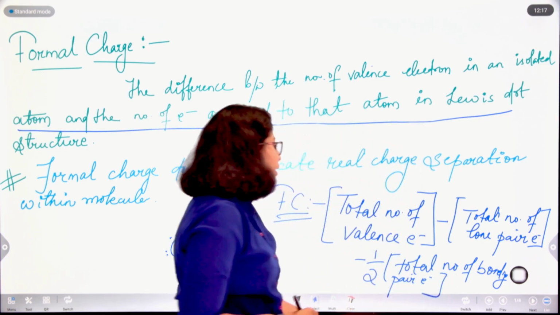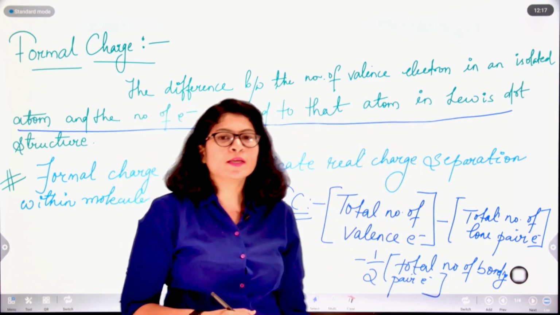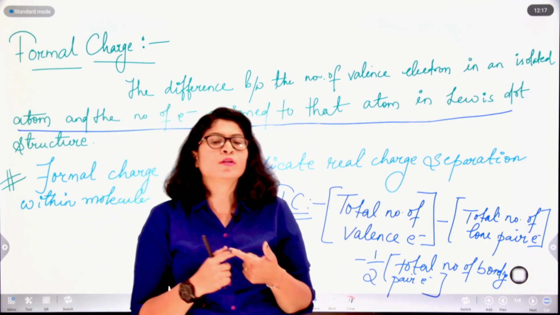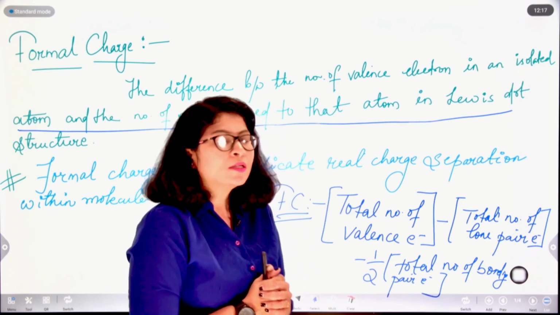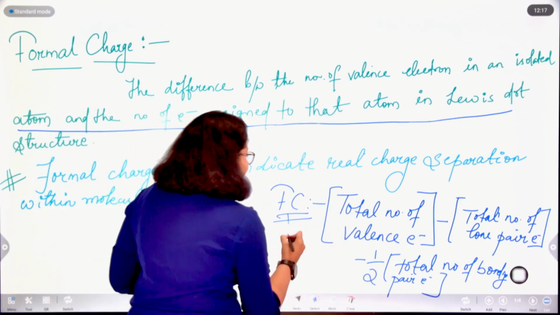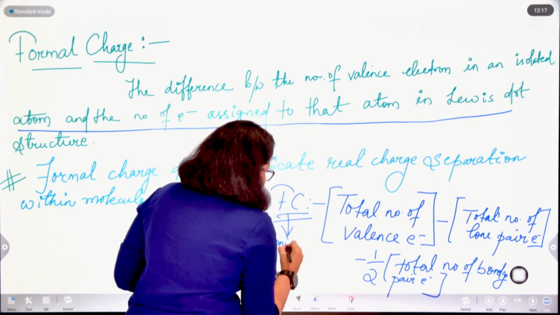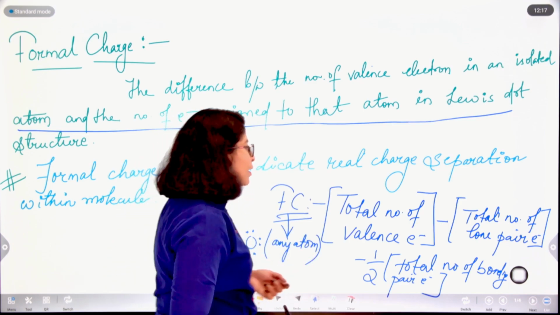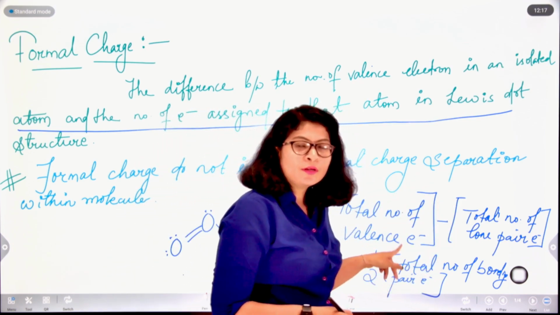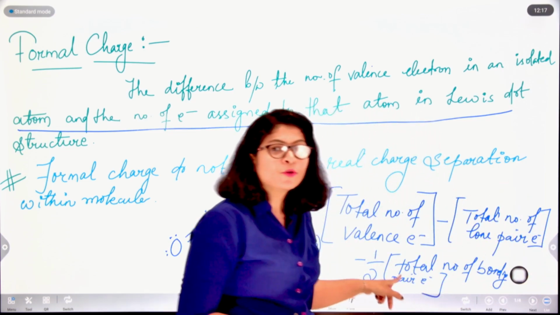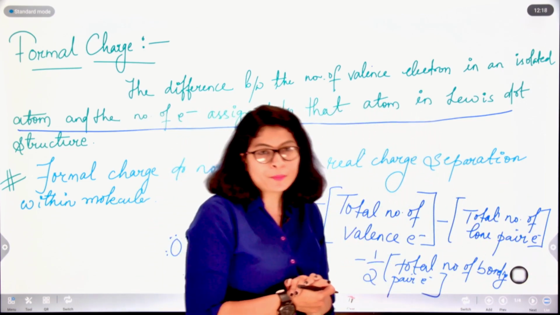Okay, so why are we taking half for bonding electrons? Because in the bonded state the electrons belong to both the atoms, right? It's not the contribution of that one particular atom. Therefore we have the formula for formal charge of any atom. For a single atom the formula is total number of valence electrons minus total number of lone pair electrons minus half of total number of bonding or bond pair electrons.